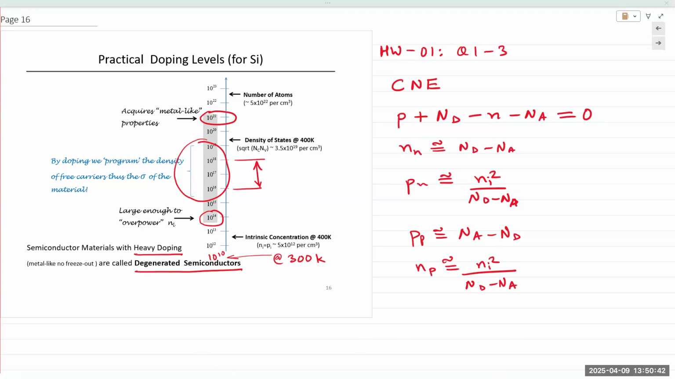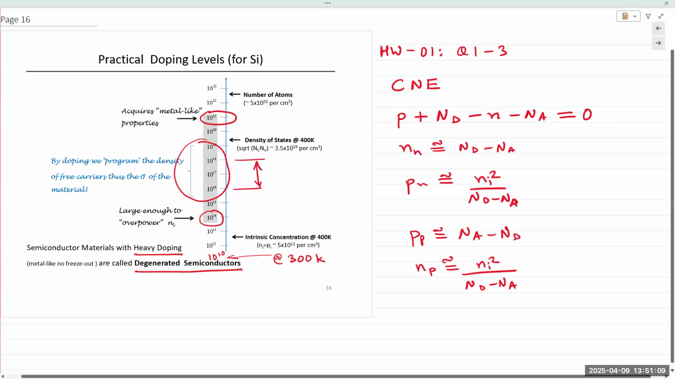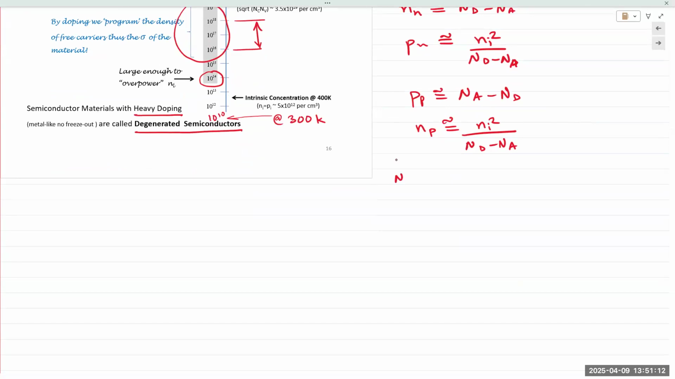Now, the problem itself at the top, question 1, asked you what type of material this was, because it had an excess of electrons or an excess of holes. Nd was given as 0, Na was given as 10 raised to 17. So in that problem, if Na is greater than Nd, question 1 asks what type of semiconductor? The answer would be p-type. I think almost everyone got that correct.